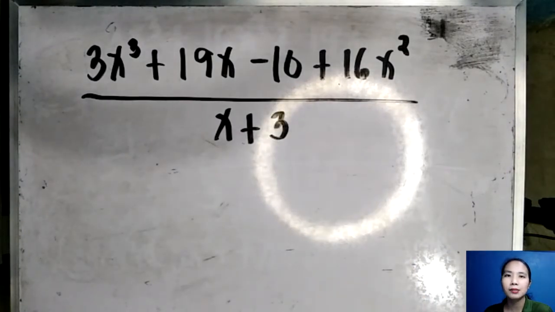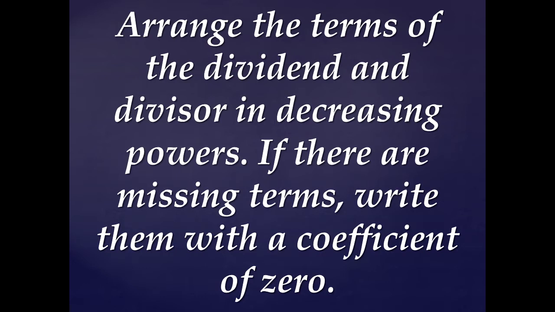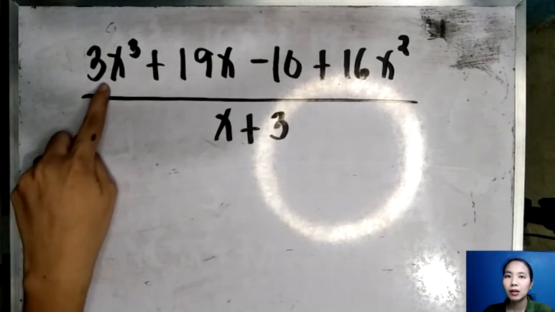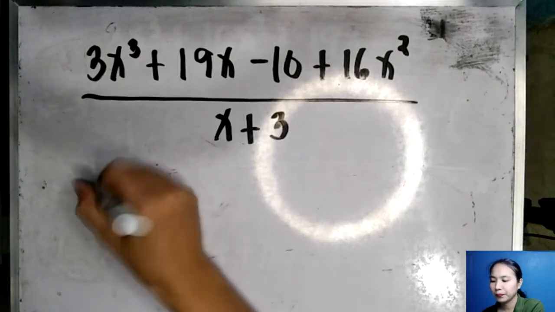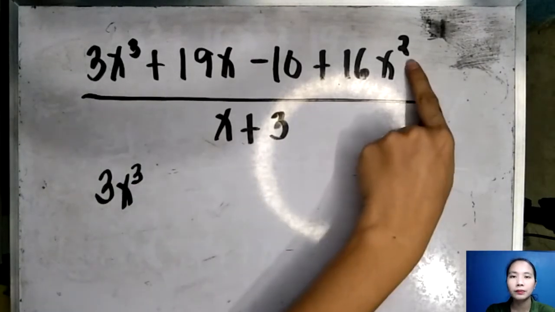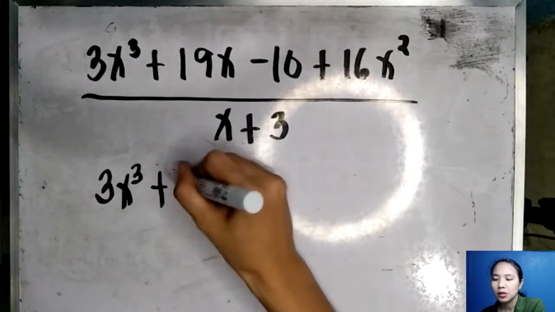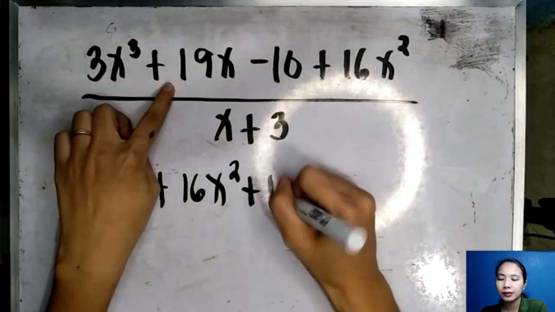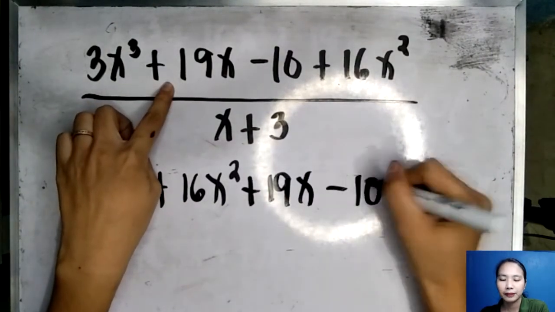The first step is to arrange the terms of the dividend and divisor in descending powers. If there are missing terms, we replace them with zero coefficients. So kapag chinek natin ang ating given, we will start with 3x cubed, then raised to 3, susundan ng raised to 2. So we'll use plus 16x squared and then plus 19x minus 10.